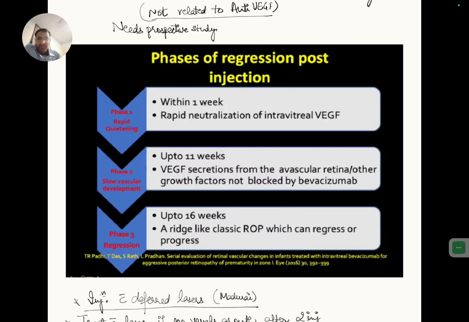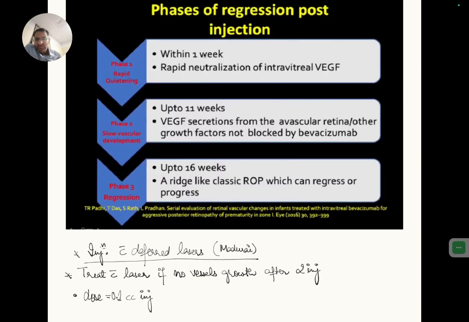What is phase 3 of regression? It is from 11 to 16 weeks. A ridge like classic ROP, which can regress or progress, comes. So this is the phase we have to watch again. After injection, we have to follow up between 11 to 16 weeks again. So at 2 to 3 months, we have to again call the baby for screening, even after injection.